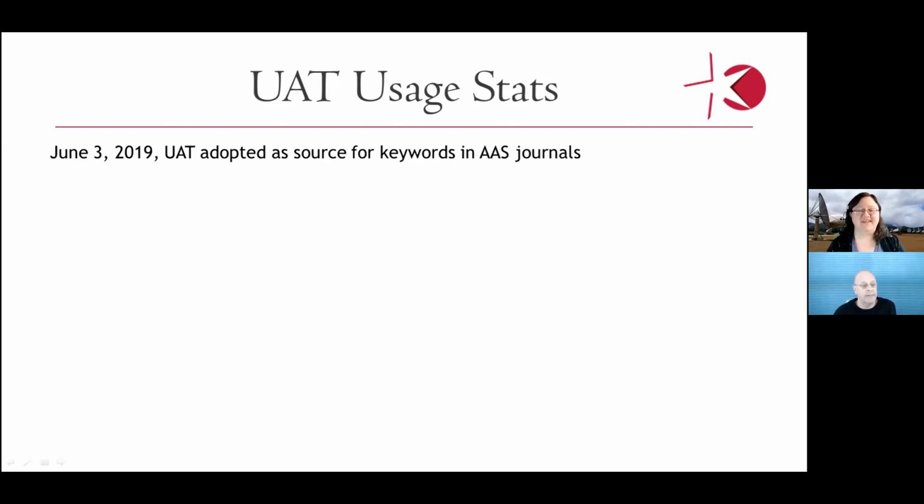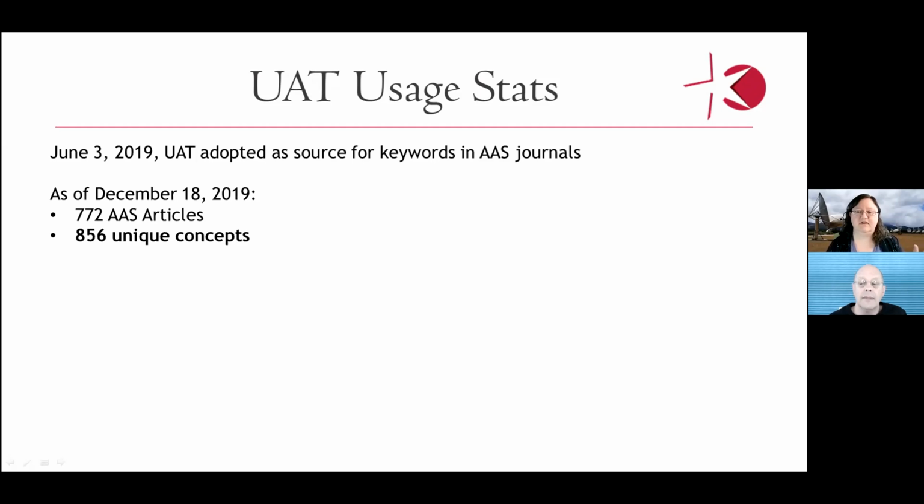I know we covered before, the AAS Journals adopted the UAT back in June of 2019. So that's the starting baseline for everything. In about the last year and a half, I've collected a couple of different snapshots of usage. The first one was in December, ahead of the AAS meeting. At that point, there had been 772 new AAS articles published, and those articles were using 856 unique UAT concepts, which maybe seems like a low number, but the UAT has about 2,100 concepts, and the previous keyword system, the astronomy subject keywords, only had 600 concepts total for the whole system. So here we are 6 months into usage, and we're already using more than what was available before, and about 40% of what's available in the UAT. That seemed like a pretty good start.